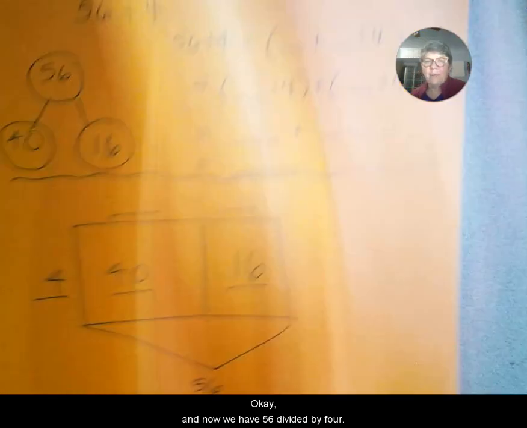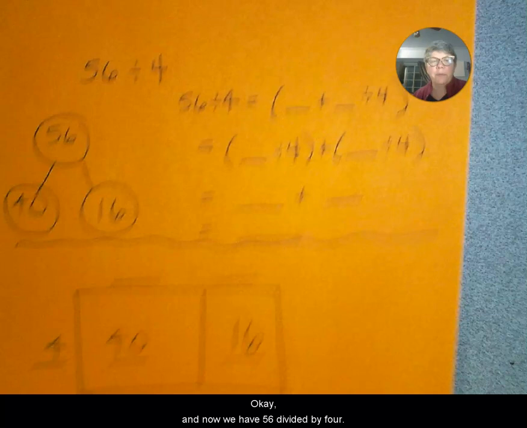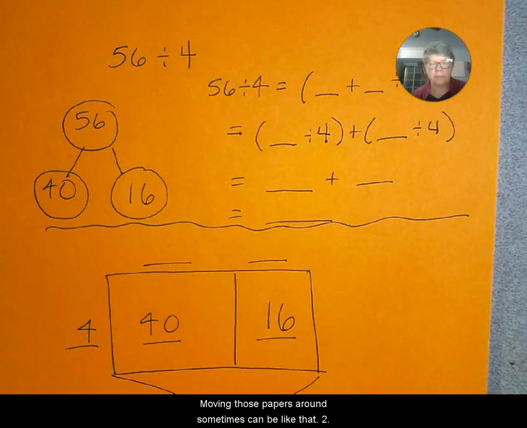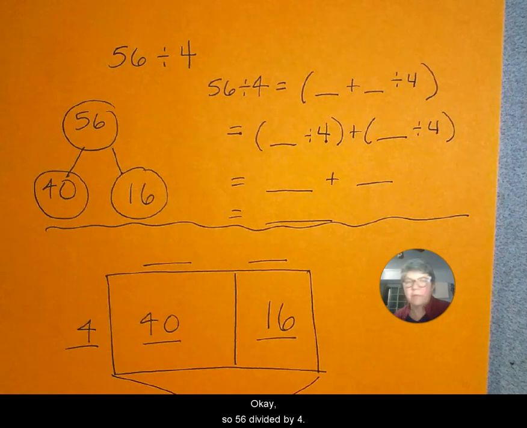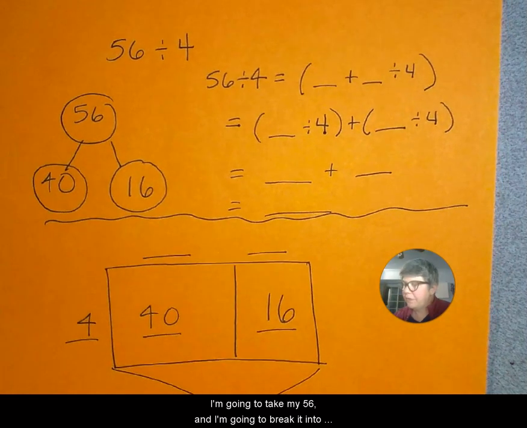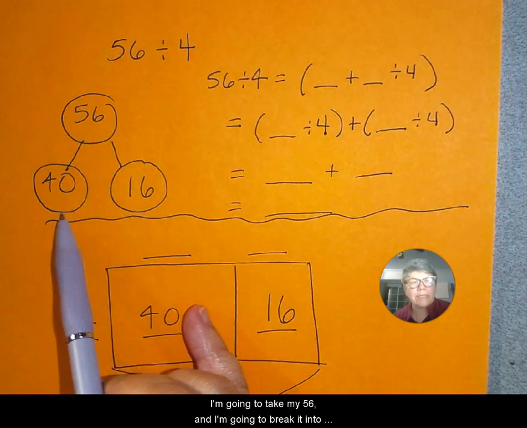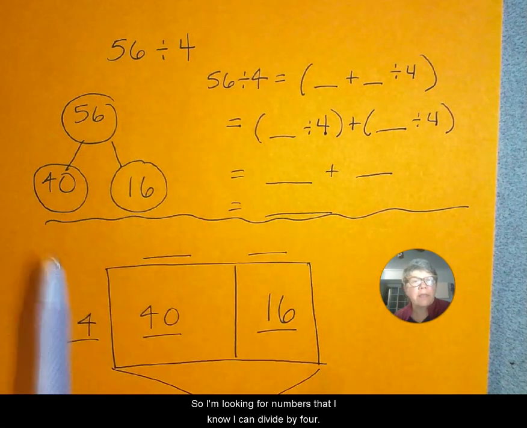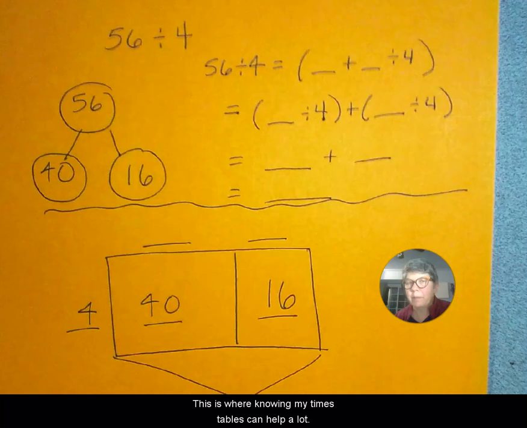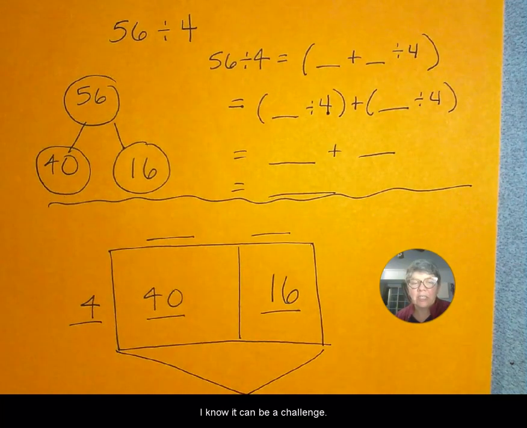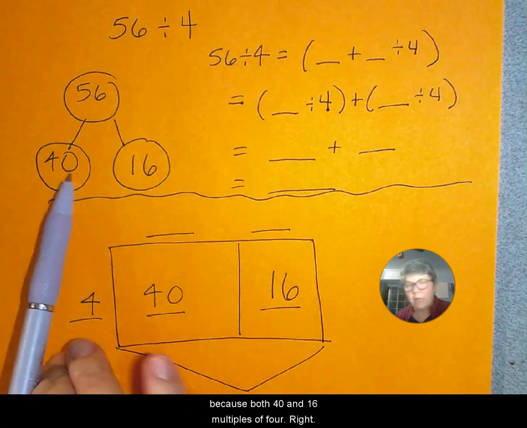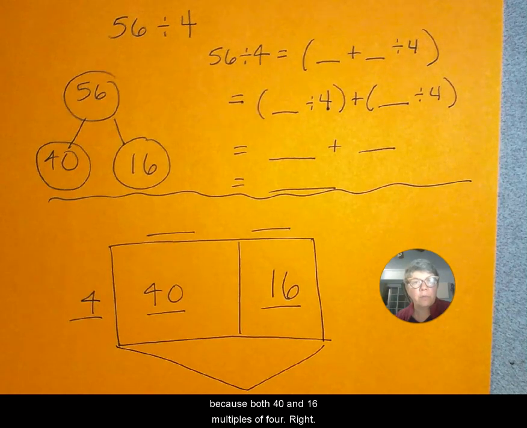Okay, and now we have 56 divided by 4. Sorry about those messy transitions, moving those papers around sometimes can be like that. Okay, so 56 divided by 4. I'm going to take my 56 and break it into 40 and 16 because I'm dividing by 4, right? So I'm looking for numbers that I know I can divide by 4. This is where knowing my times tables can help a lot. I know it can be a challenge, or having a times table chart can also help, because both 40 and 16 are multiples of 4, right?